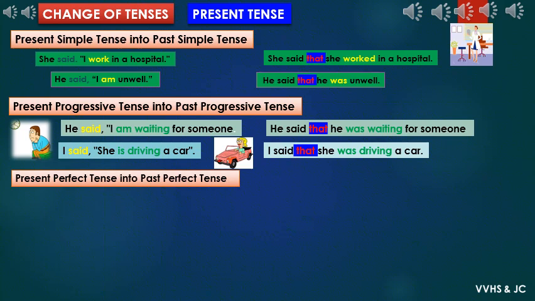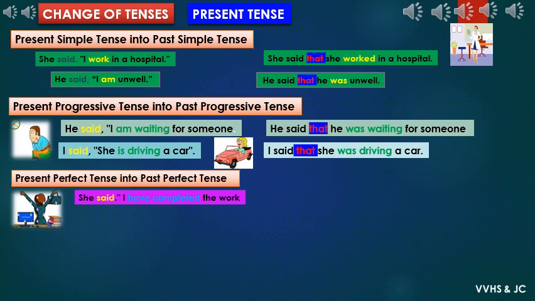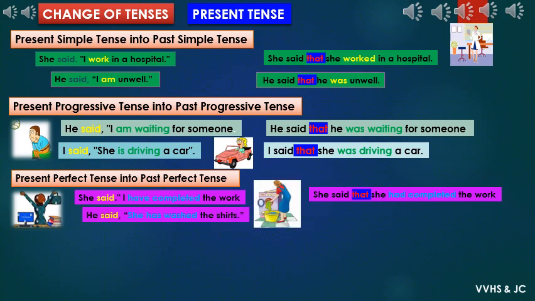Moving further, present perfect tense changes into past perfect tense. For example, she said, "I have completed the work." The indirect speech will be, she said that she had completed the work. Next sentence, he said, "She has washed the shirt." The indirect speech will be, he said that she had washed the shirts.